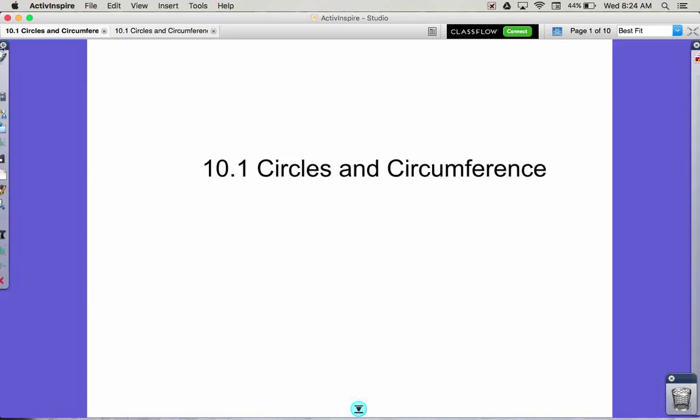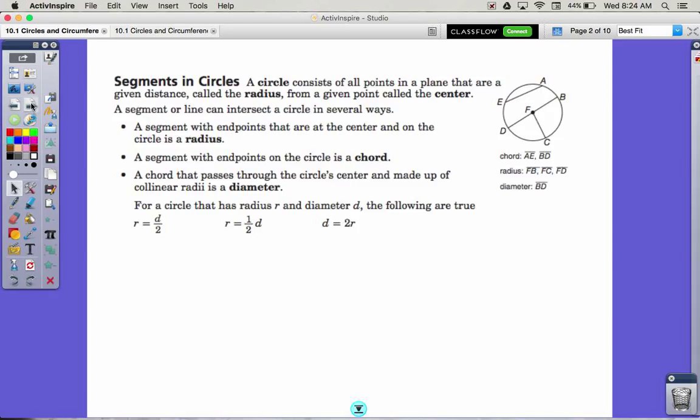10.1, which is over circles and circumference. So first, some vocab. A circle consists of all of the points in a plane that are a given distance, which is the radius, from a given point called the center. A segment or line can intersect a circle in several ways.